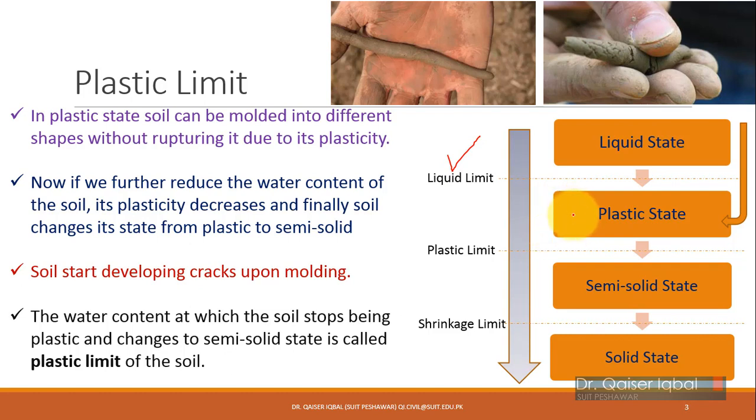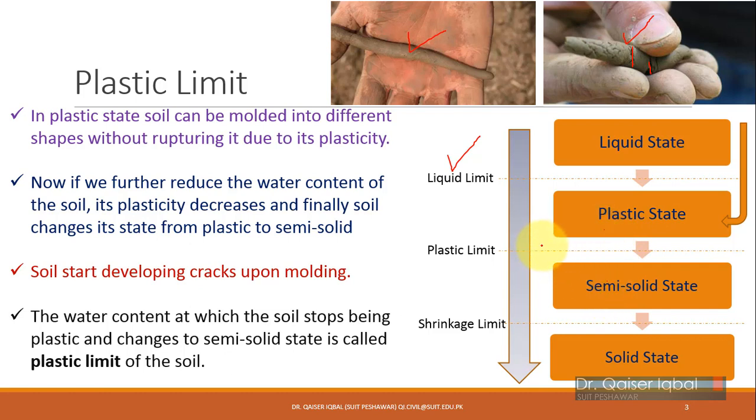Now, if your soil is in plastic state, in which you can mold the soil into a thread or make pottery from it, the clay soils possess this plastic behavior, so you can mold them. But if you keep on reducing the moisture content of clay soil further, there will be a point at which this soil will start crumbling. It will start developing cracks, as you can see over here, which indicates that the soil is changing its behavior from plastic to semi-solid state.